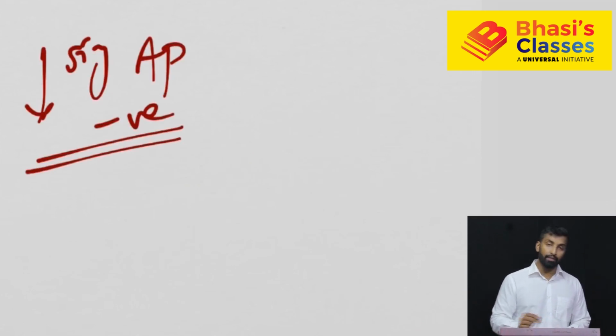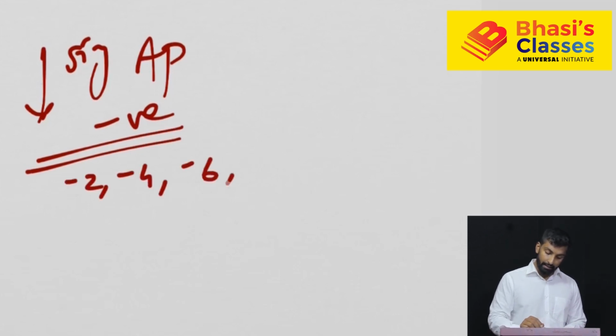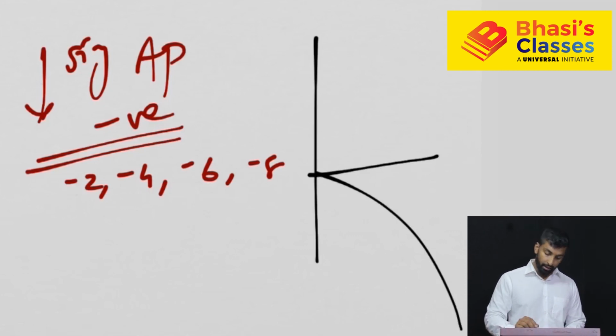What about a decreasing AP starting with negative, like minus 2, minus 4, minus 6, minus 8, etc.? How will it look? It will look like this, right? Because the starting itself is minus, then minus is accumulating, right? So it will look like this.